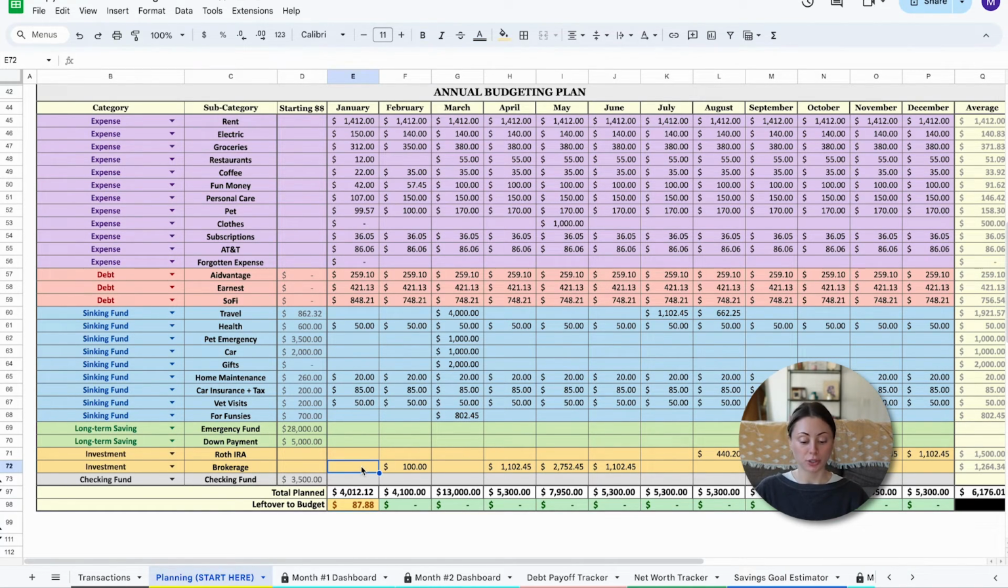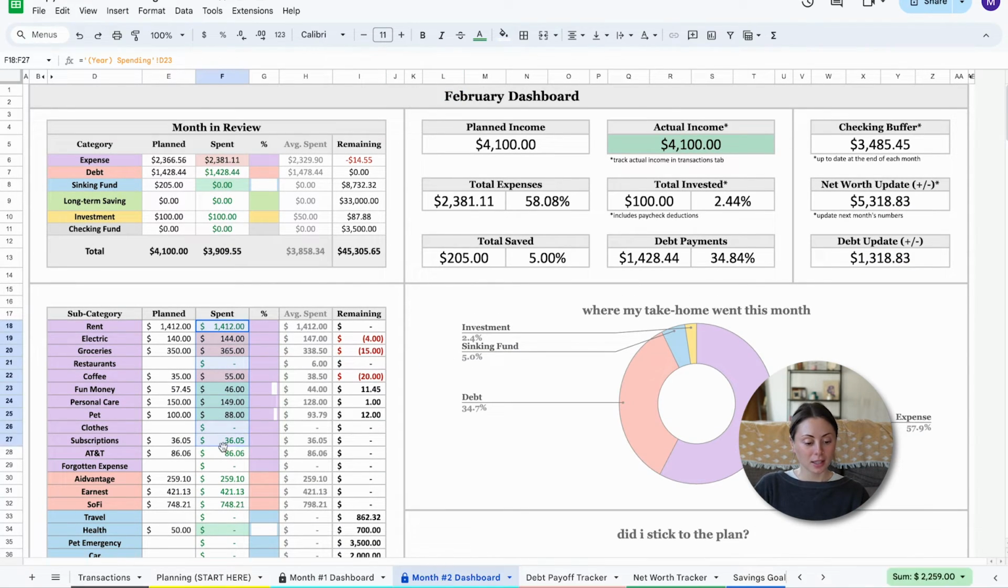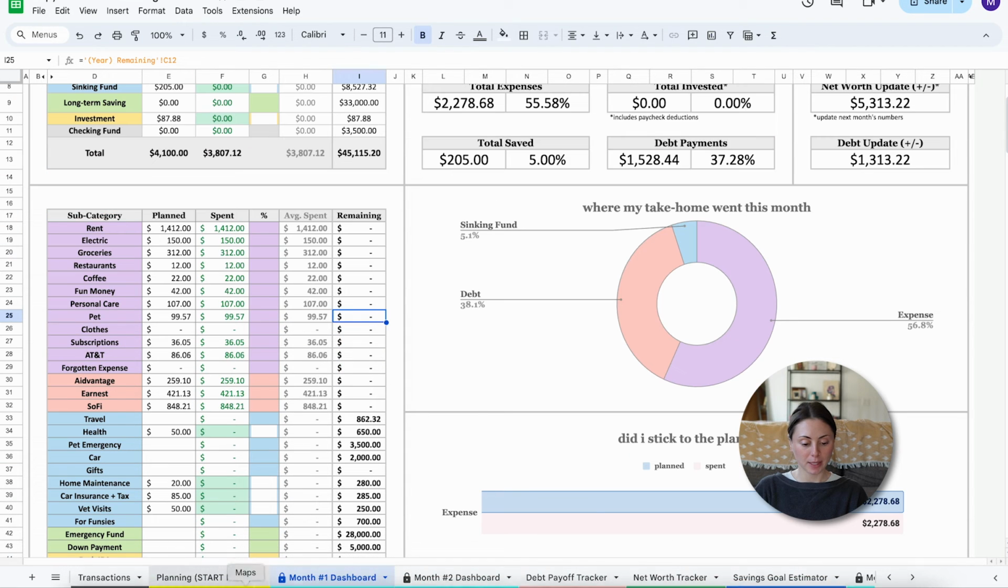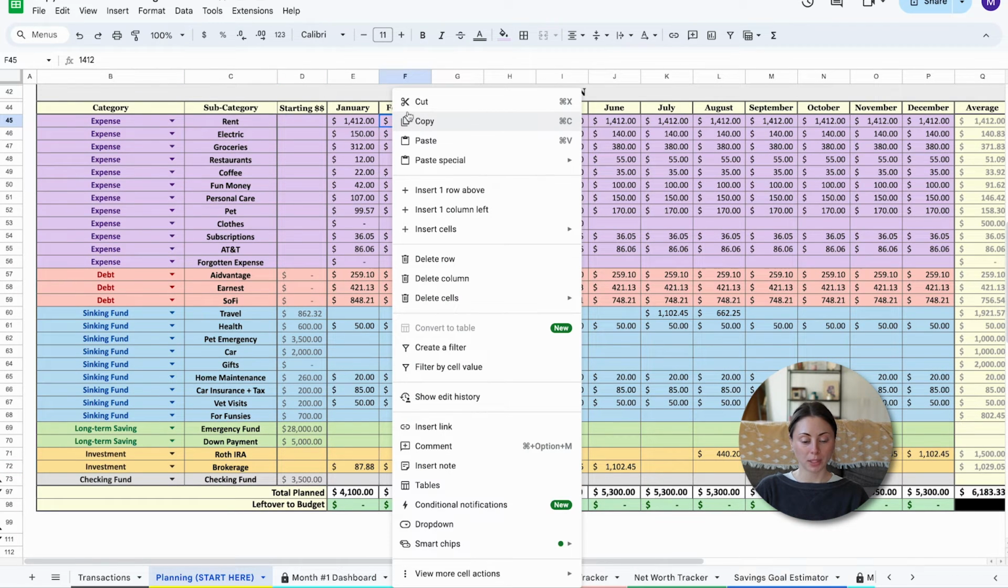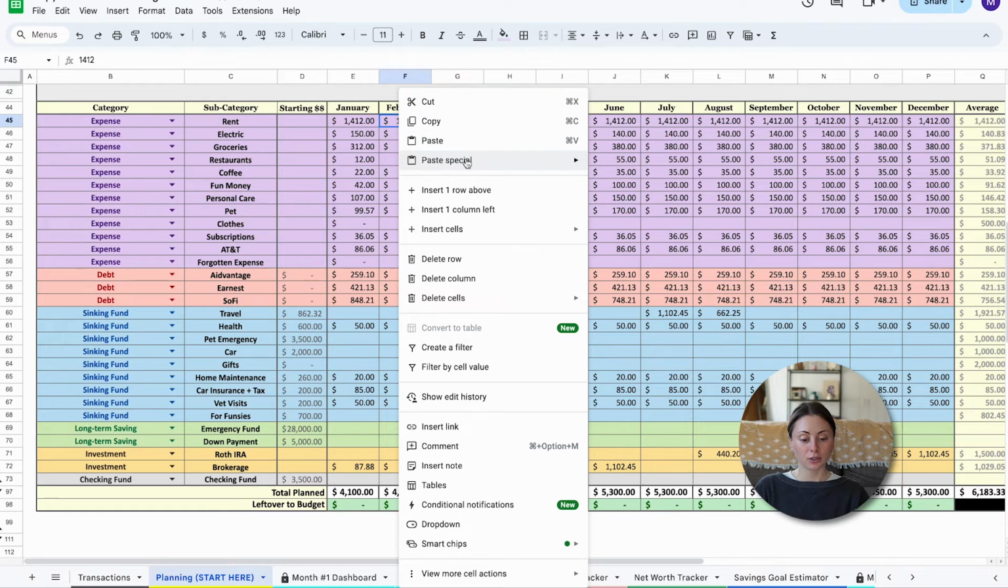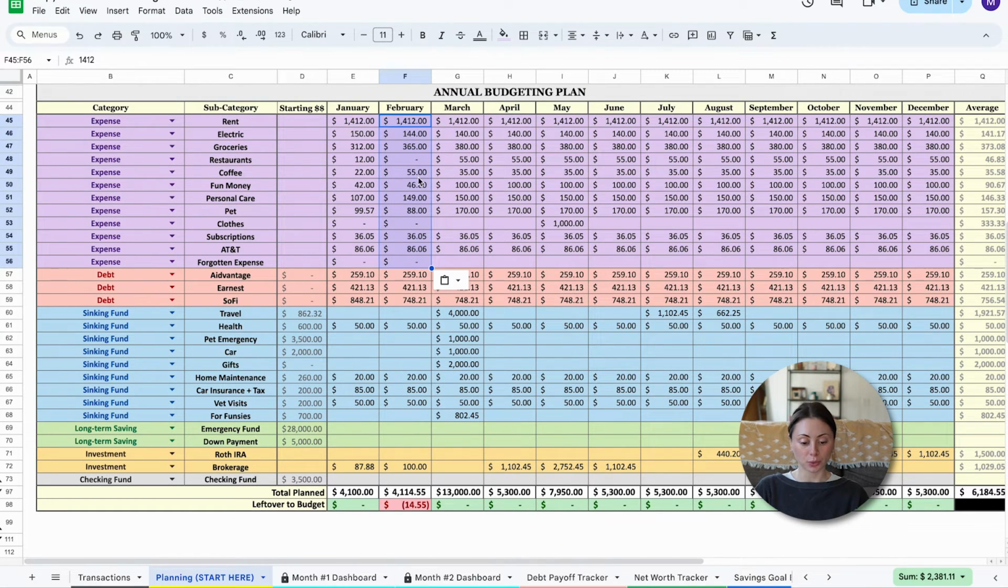Now this could go into a brokerage account, all of the extra could go there. It could go into my for funsies fund. It could go into anything I want. Let's try it for February as well. Take all of your spending and your expenses, go into your annual budgeting plan for February, right click, paste special, values only.